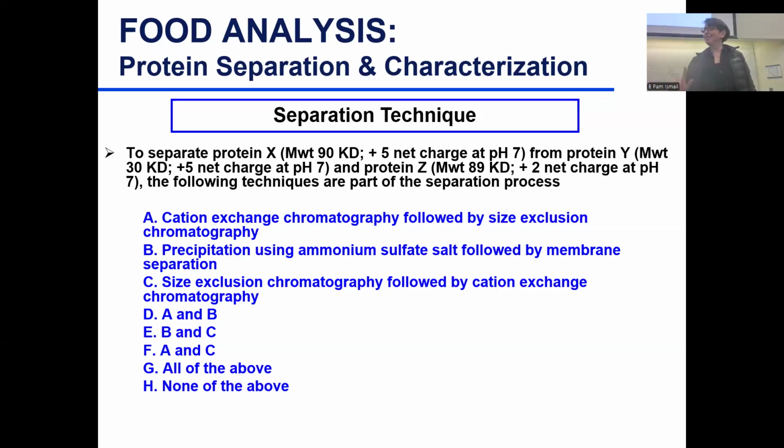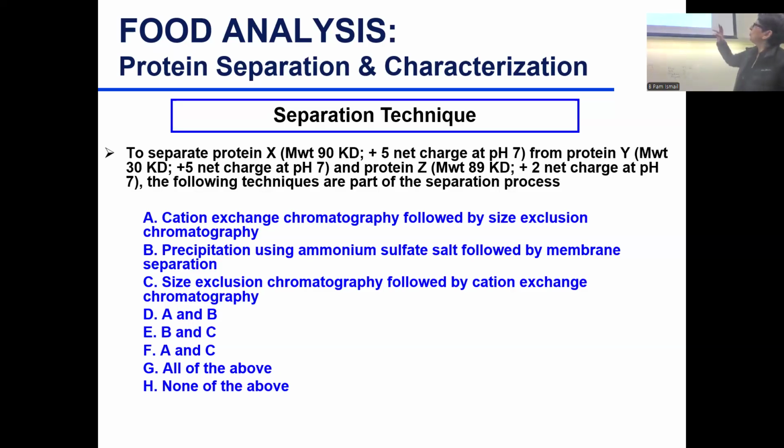So with that said, who has an answer? Can you explain your thought process? Well, I don't think the order matters, by charge or by weight. All of them have size exclusion. And then precipitation just allows for separation by charge as well. Exactly. So I will elaborate on what Scarlett said. It doesn't matter the order.